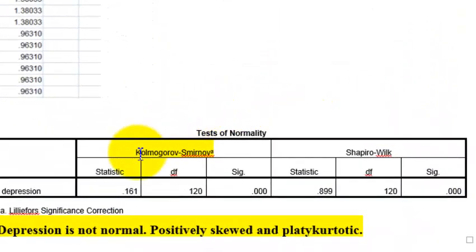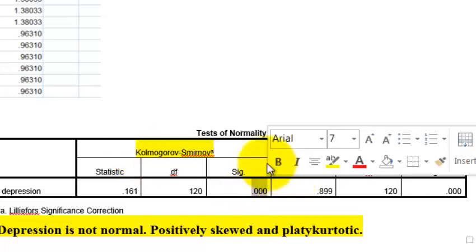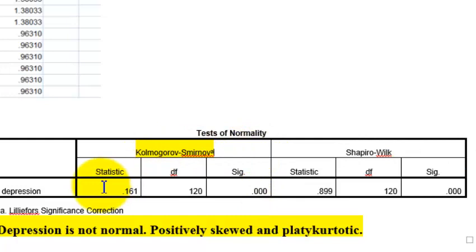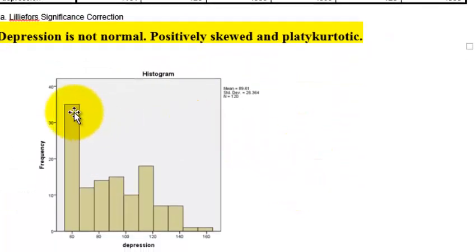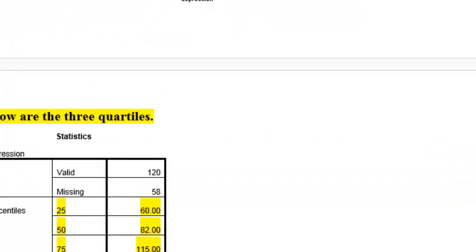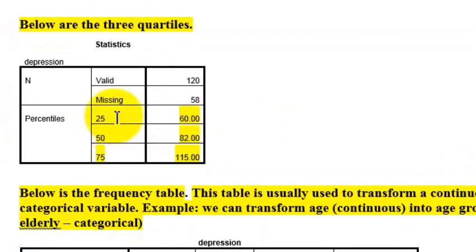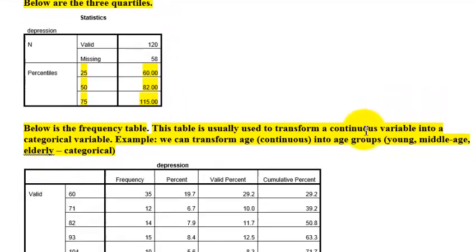And lastly, our Kolmogorov-Smirnov test for normality says that we violated the assumption of normality as well. And the histogram, yep, definitely not normal. Looks like it's skewed to the right, kurtotic. It's got too many high spots. There's its 3 quartiles, right? The first quartile is at 60. The median is at 82. The last one is 115.